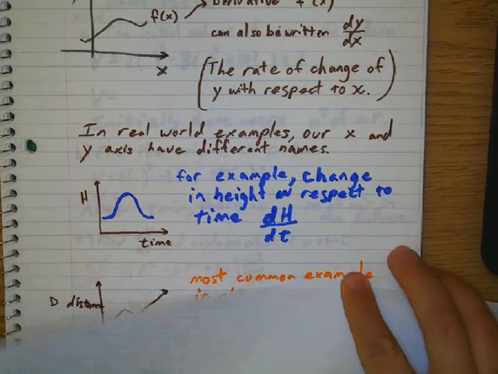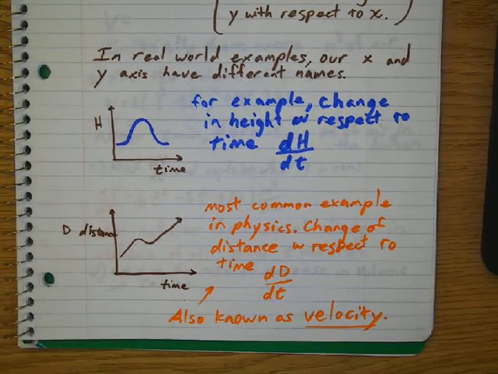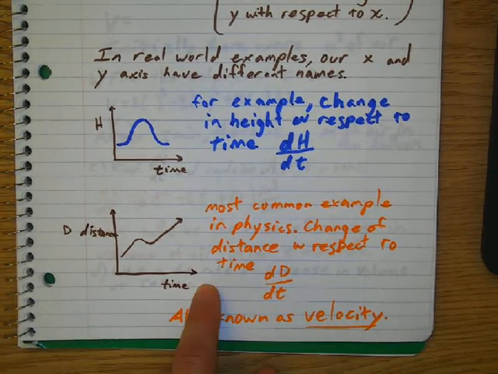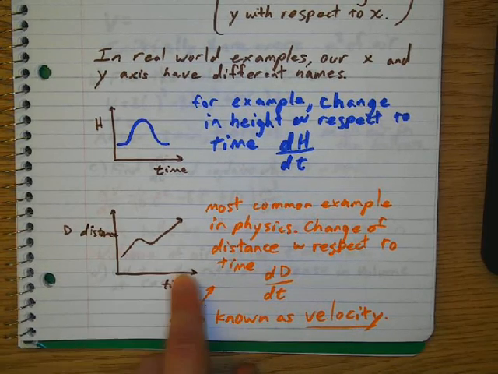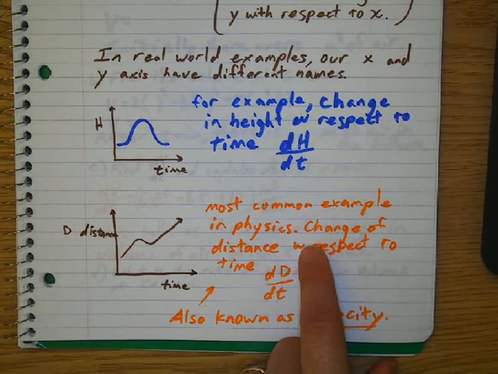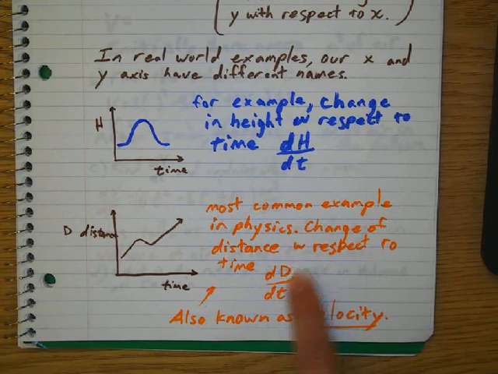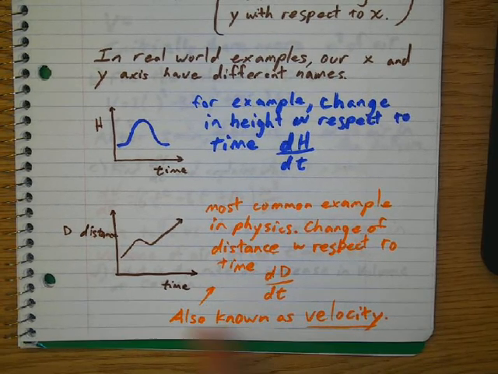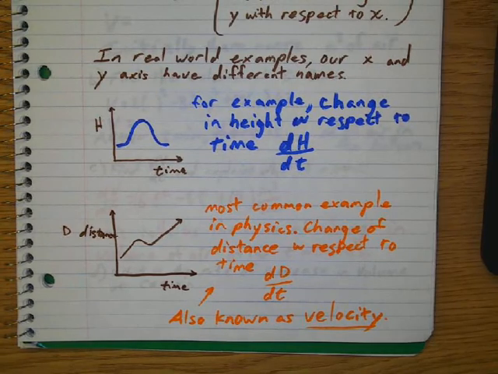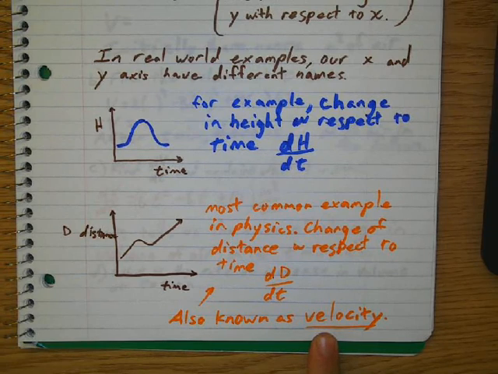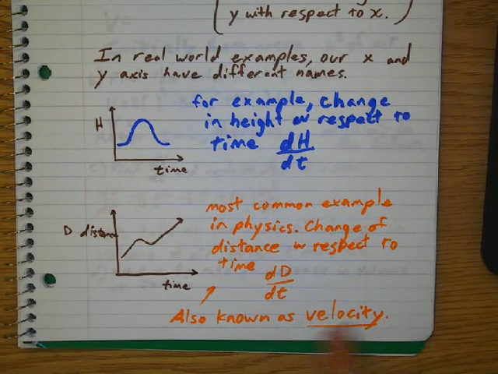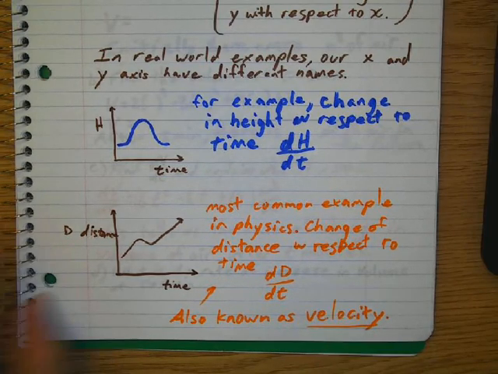Another really good example is in physics. You would often talk about the change of distance with respect to time. So I would say dd dt, where d would be the distance and t would be the time. And for those of you who have ever driven a car or been in a car before, that's called velocity. So when you're looking at your speedometer, it's usually measured in miles per hour, which is velocity. So you are using calculus when you are in a car and thinking about velocity.